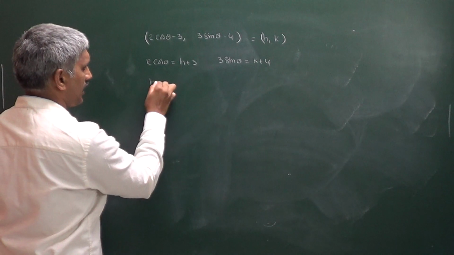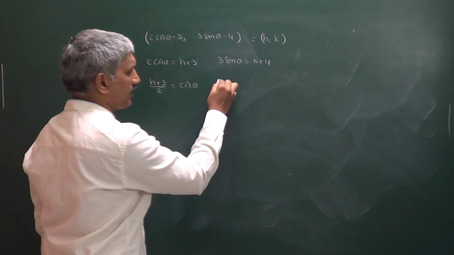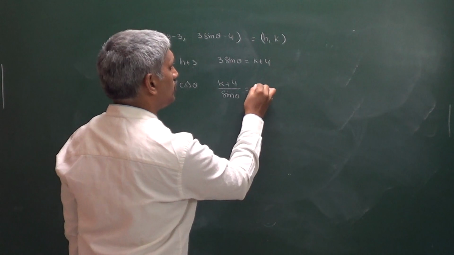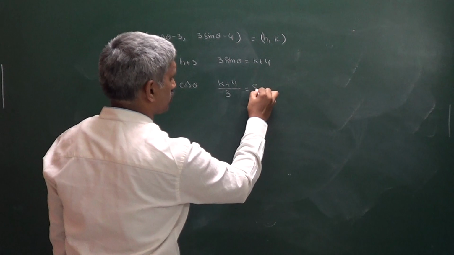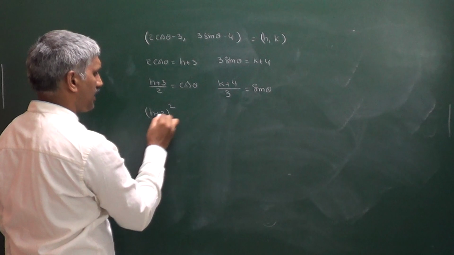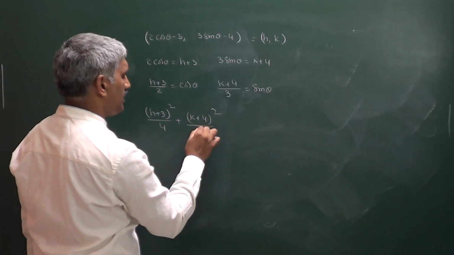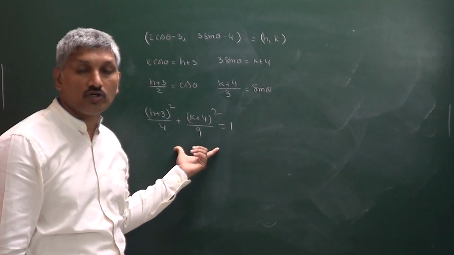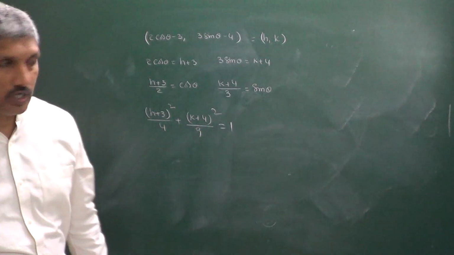Therefore we get (h plus 3) divided by 2 is equal to cos theta, and (k plus 4) divided by 3 is equal to sin theta. Next, (h plus 3) whole square divided by 4 plus (k plus 4) whole square divided by 9 is equal to 1, since cos square theta plus sin square theta is equal to 1. Now replace h comma k with x comma y, and we get the locus equation.